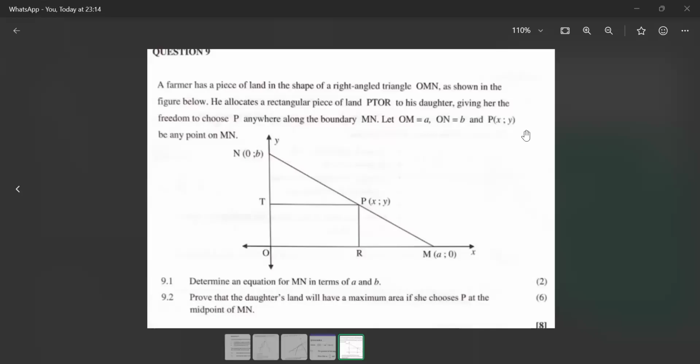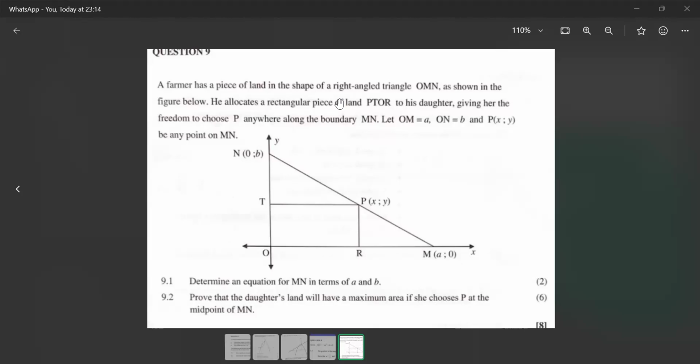So here they say to us, a farmer has a piece of land in the shape of a right-angled triangle, OMN, as shown in the figure below. He allocates a rectangular piece of land, PTOR, to his daughter, giving her the freedom to choose P anywhere along the boundary MN.